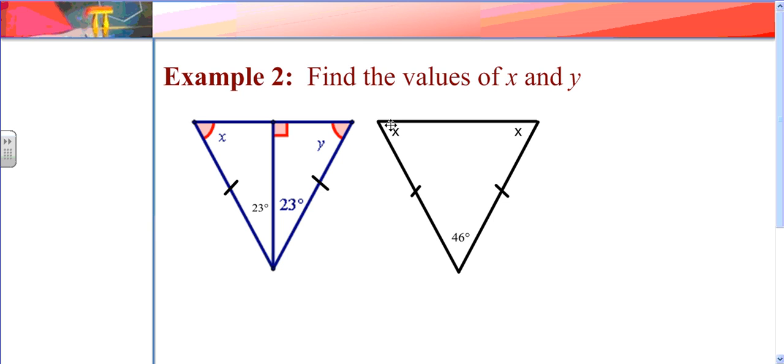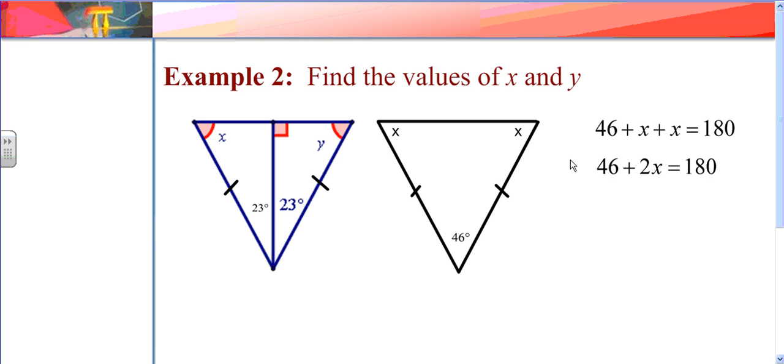So all I did was redraw my triangle without that perpendicular bisector in it, just to make the problem a little bit simpler. So an equation that we can set up is 46 plus x plus x is equal to 180, or 46 plus 2x is equal to 180 if I simplify.